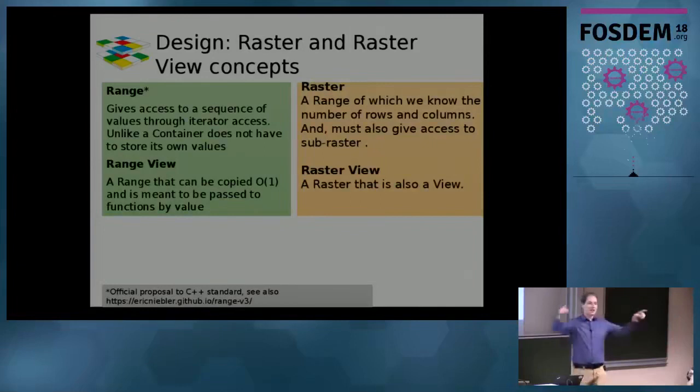If I have such a raster, I should be able to get a sub-raster of it as well. So if I have a raster of 100 by 100 cells, I need to be able to access just 20 by 15 cells within that big raster. That's the only additional requirement that I have for my concept. And then we've got a raster view, which can be copied in constant time.